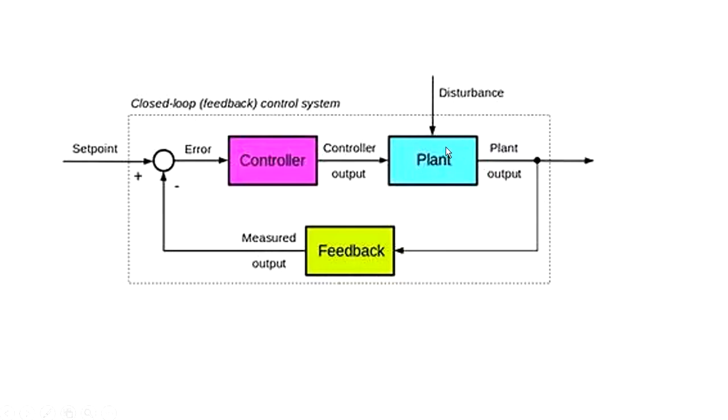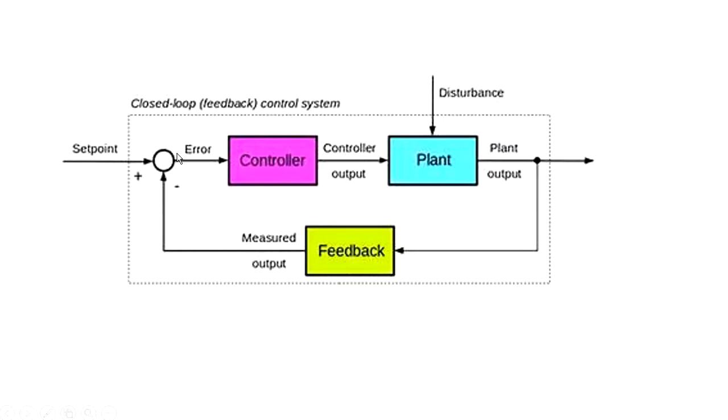If we start with the plant, it produces the variable to be controlled. This is the plant output, and this variable is directed to the feedback part. This is the temperature transmitter or the measuring instrument. The variable is measured, and this value is directed to the controller.